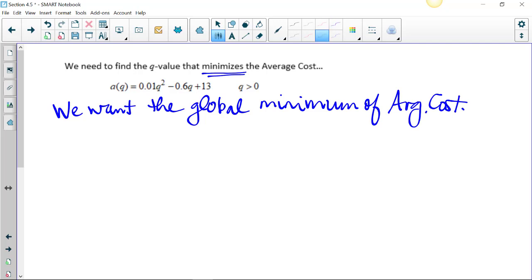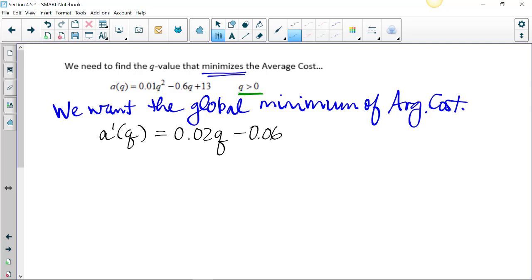So we're looking at our domain. Our domain is q has to be positive, so we're talking about all real numbers greater than 0. So how do we find those global or local minimums? We use the derivative. We've never found the derivative of average cost; we've always been finding the derivative of the cost function. So let's find the derivative of the average cost function, which gives us 0.02q minus 0.06.